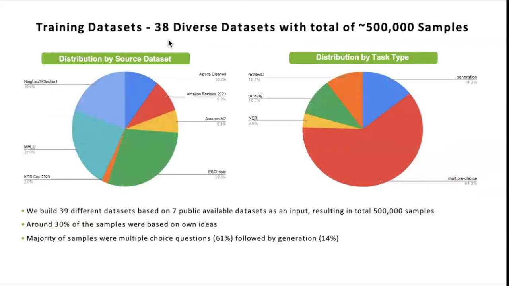So in the end, they create 38 diversified data sets. That gives you about 500K samples. And if you look at what is the source of the data set, right? Some are seeded from the e-commerce instruct data set, some are seeded from the language understanding data set, and there are also a percentage from Amazon, like Amazon open source reviews and Amazon M2 multilingual data sets. And this is also the distribution by task type. You can see the majority of the task type is multi-choice, and then the next is the generation task. Okay, so that's the data set.